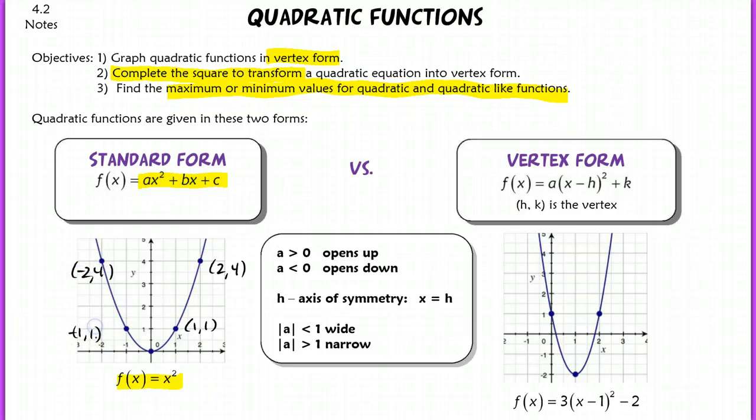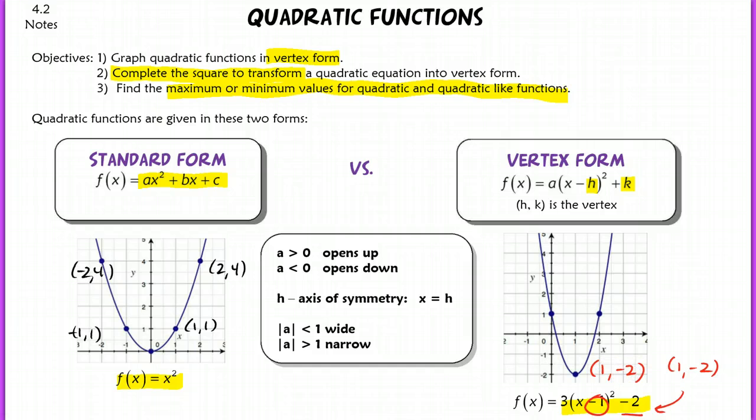Now, when we see something in vertex form, we can very easily see the vertex because it's given inside the form, which is why it's called vertex form. So h, k is our vertex here, and in our example problem down here, I have a vertex at 1, negative 2, and I can read that just based off of the equation. I'm going to take the opposite of this sign and keep that sign here. As you can see, when it's graphed, it's at 1, negative 2.